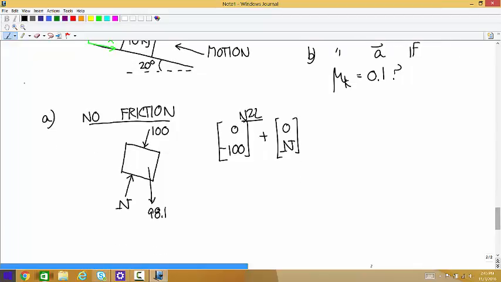The weight force has a magnitude of 98.1. And this angle is 20 degrees. So what's the angle? 290, right. So from the x-axis you go around to 270 and then you go 20 degrees more. So 270 plus 20 is 290. Or negative 70 works the same.